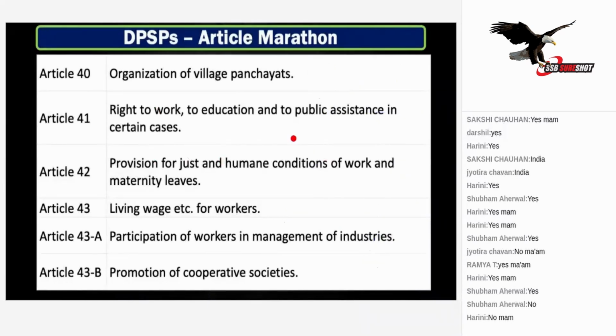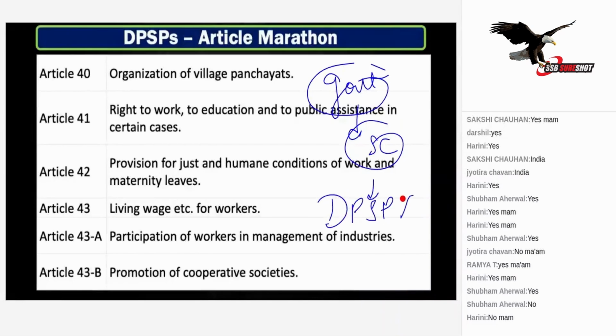You cannot go to the Supreme Court and say there is a violation of DPSP. No, you can't say that. Why? Because they are not enforced, they are not binding, they are not mandatory. They are advisory in nature, and it depends upon the government whether it wants to keep them in view while making the laws or not. Is that clear to all of you? Yes or no? Fast. Okay, great.